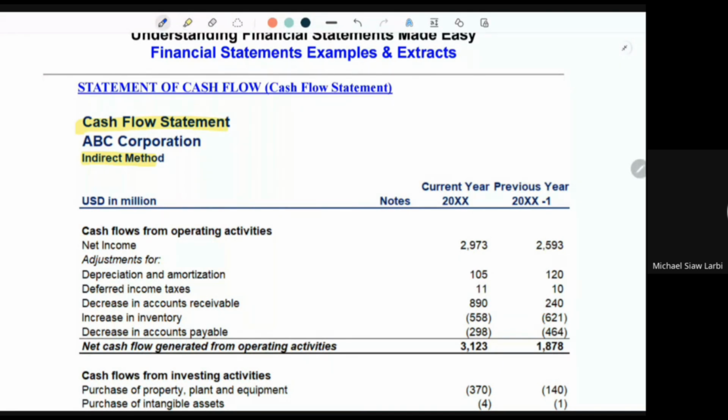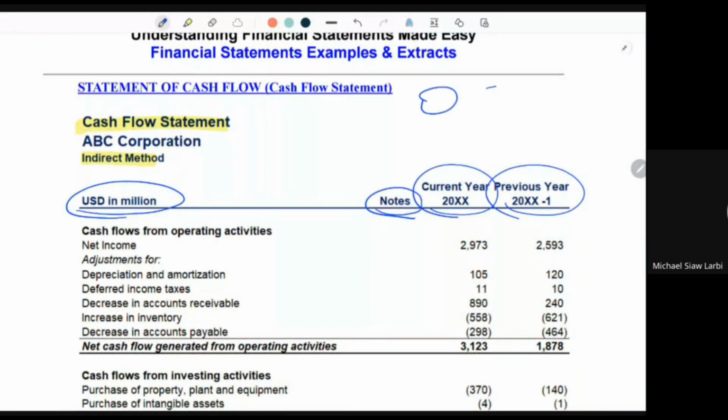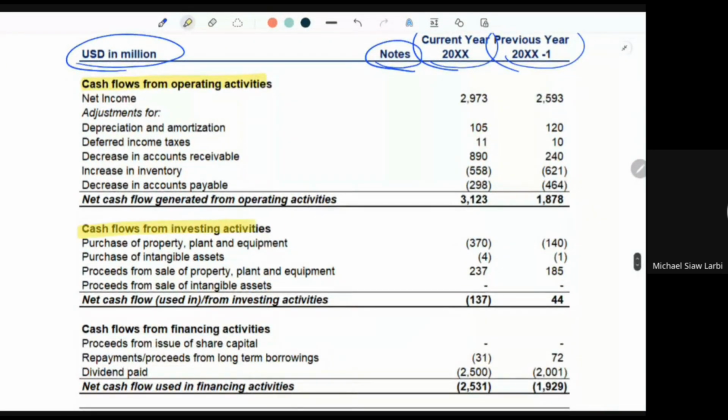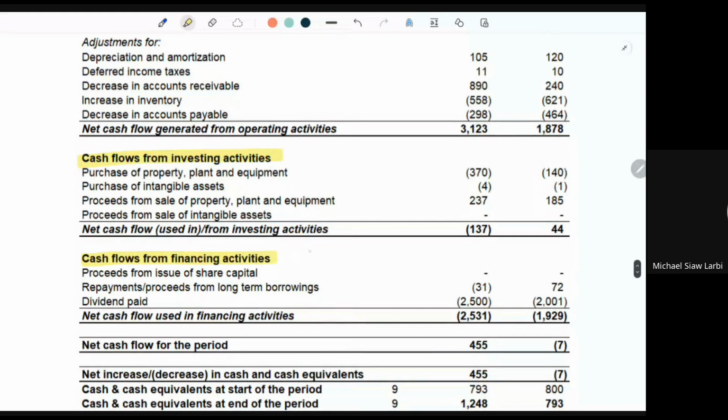As usual, you have your notes, you have your currency, dollars, million, you have current year, you have previous year. It's not going to fail. I told you there are 3 sections, O, I, and then F, right? So operating activities is here, investing activities is here, and your F financing is here. And I told you the cash flow statement tries to measure the movement in cash.